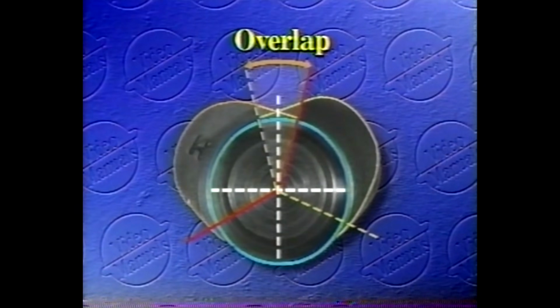In general, larger lobe separation angles, such as 112 degrees, tend to be more forgiving when the duration, overlap, and lift are not properly matched to our engine. Many cam manufacturers, in an effort to use a longer duration more effectively, will use a slightly wider lobe separation angle to stop the valve overlap from becoming too excessive.